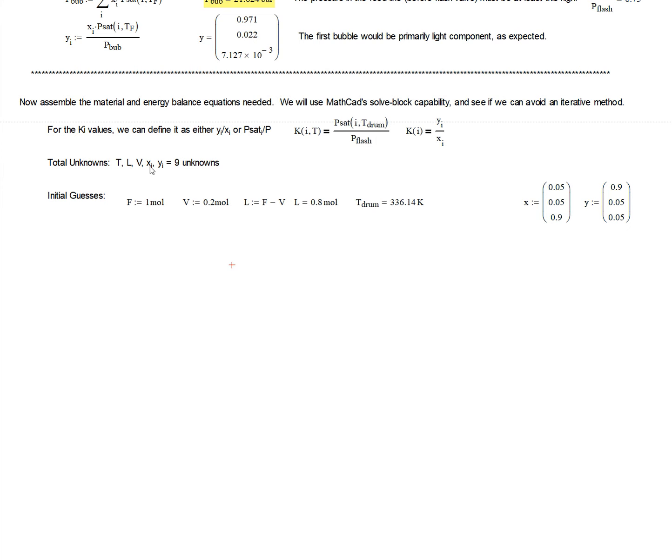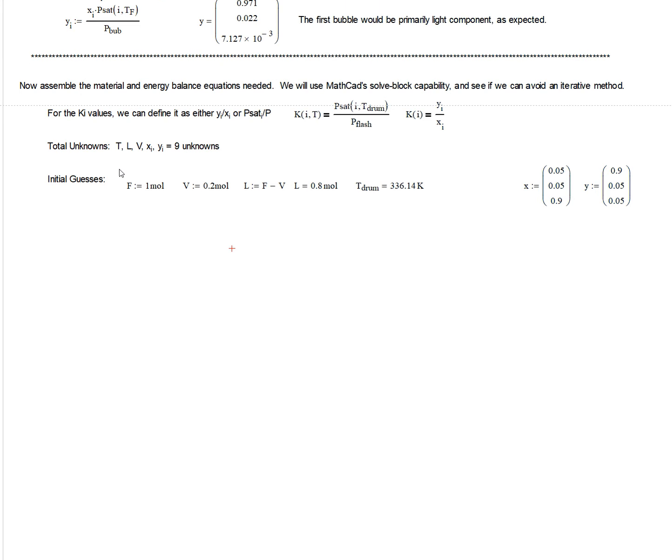We've got 3 unknowns for the liquid phase compositions, 3 unknowns for the vapor phase compositions. We do not know our outlet liquid and vapor flow rates, so that's 2 unknowns. We also have T of the drum. The temperature of the flash drum is an unknown.